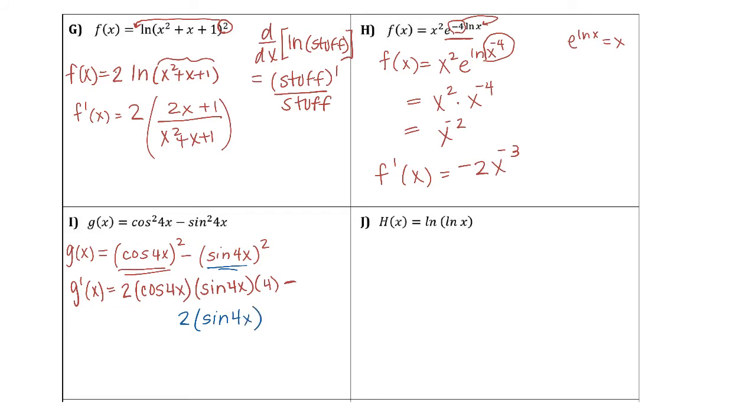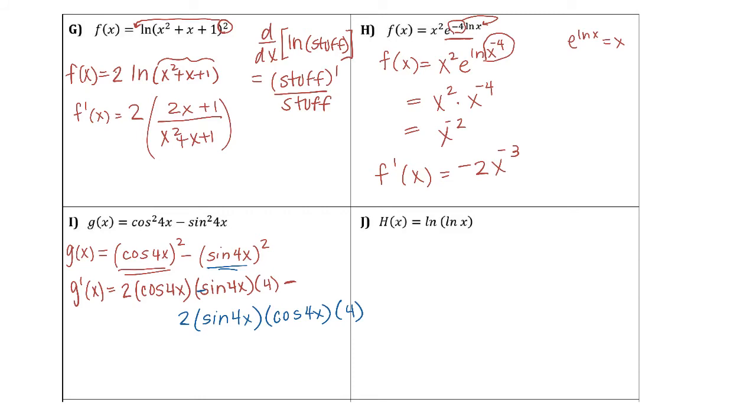And then we're going to do the derivative of the inside. So that's going to be cosine 4x times the derivative of 4x, which is 4. Alright, and it looks like going back through, I need to put a negative there. So that's going to be the derivative of cosine is negative sine.